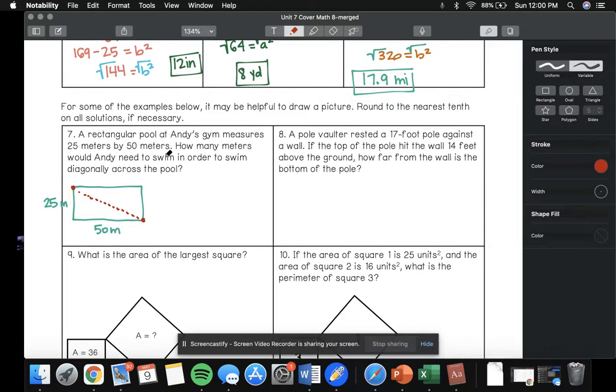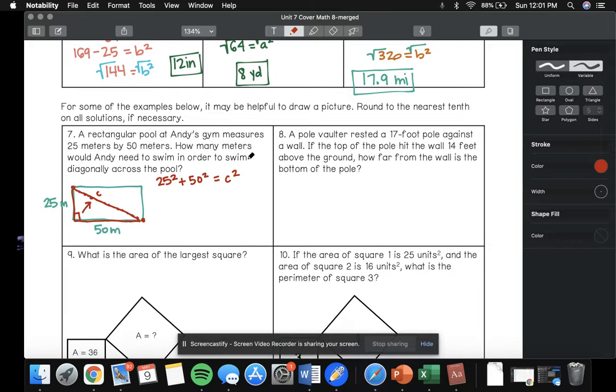Well, the cool thing about rectangles is they have right triangles in them. So it looks like I see a right triangle. I have to ask myself, is it asking me to find a hypotenuse or a leg? It looks like the missing side is the one across the right angle, so I am missing a hypotenuse. So I'm going to do 25 squared, and I'm going to add the other leg of 50 squared, and that should give me my longest side squared.